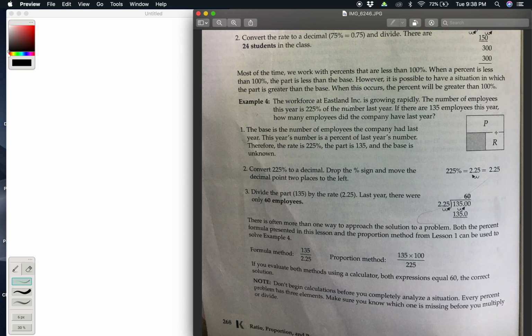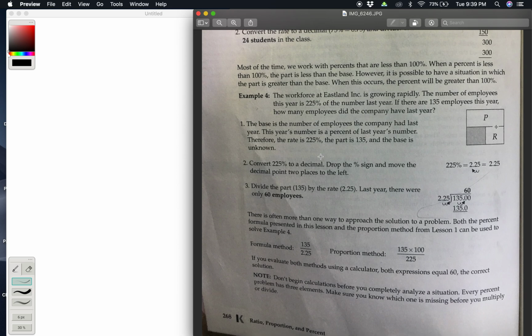It just says the workforce of Eastland Incorporated is growing rapidly. The number of employees this year is 25% of the number last year. If there are 135 employees this year, how many employees did the company have last year? So here it's just talking about how sometimes the rate will actually be larger, which in turn means the part will be larger than the actual base. Typically the base is larger, but sometimes the rate and the part will be larger as well.